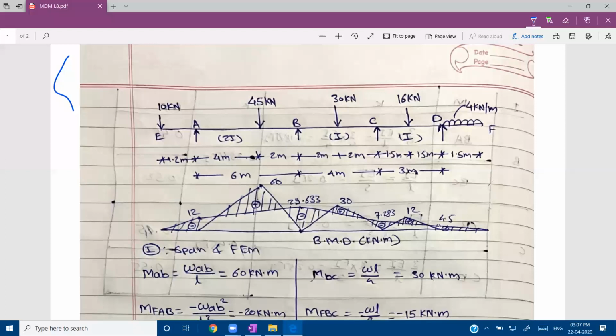Here, this problem is a combination of a three span continuous beam. In addition to that, we also have overhangs on both sides of the beam.